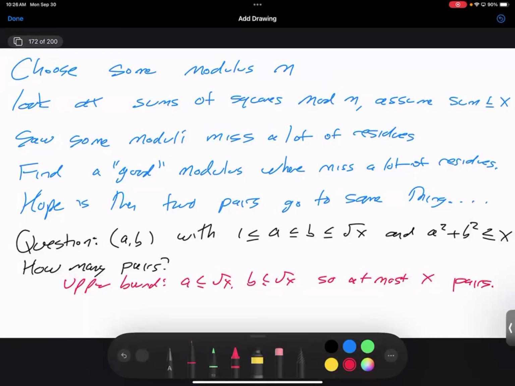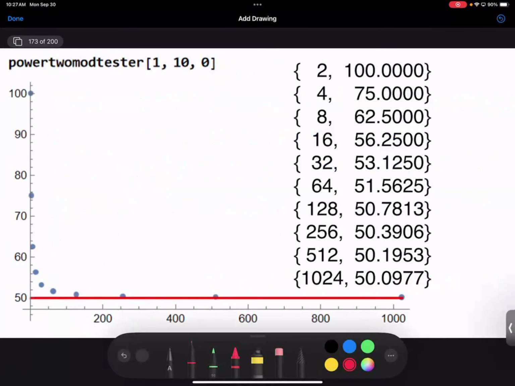So what we really need is a lower bound. And we'll get to that in a little bit. I thought I would give you a little bit of data first. I did cheat a little bit and I did do some calculations at home.